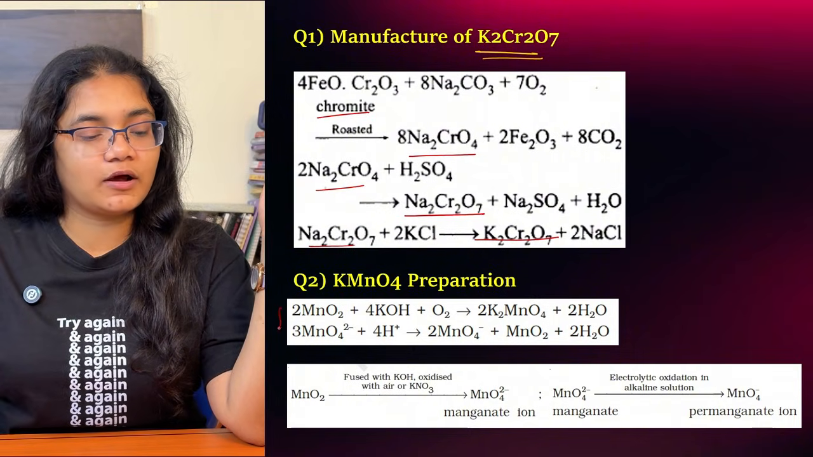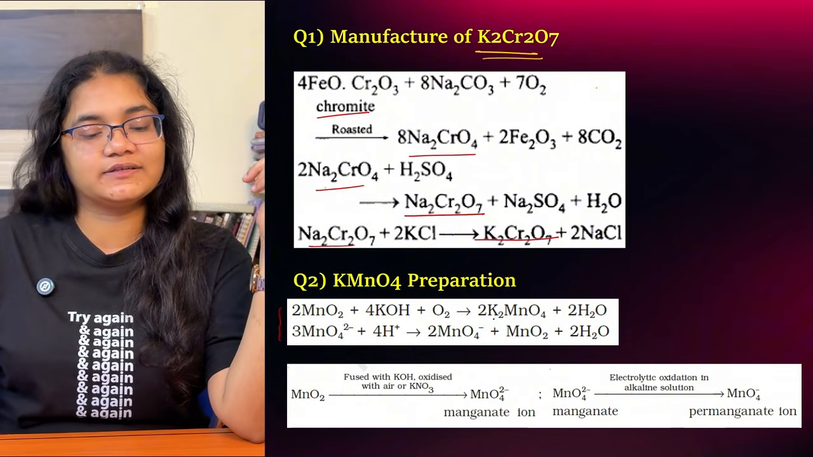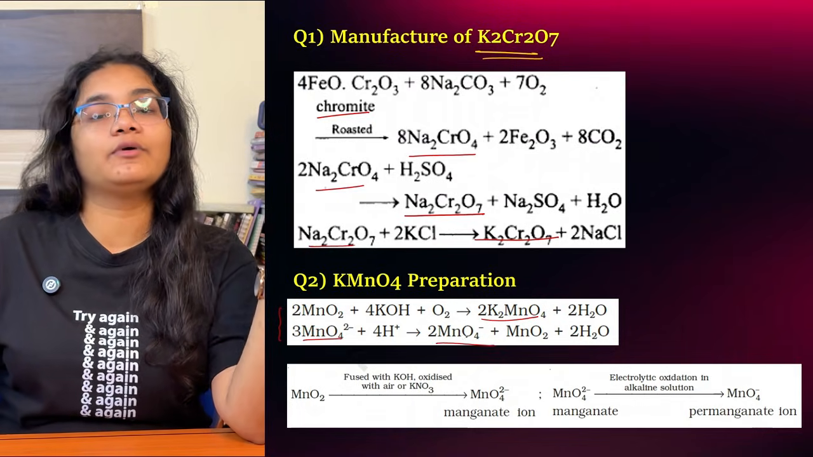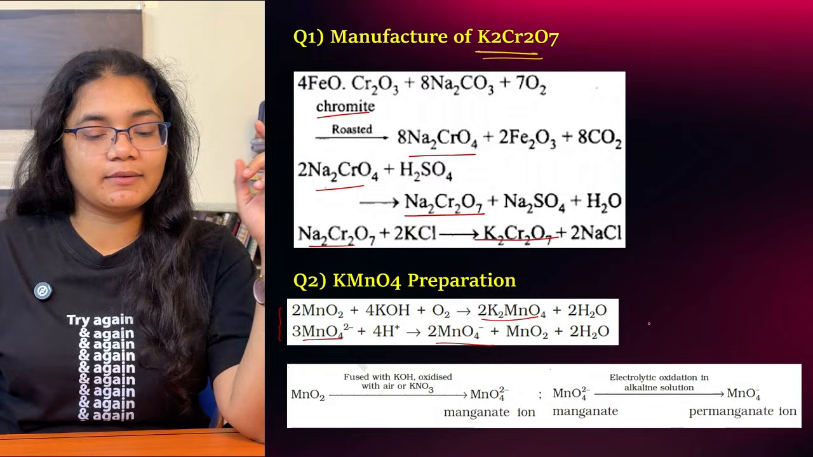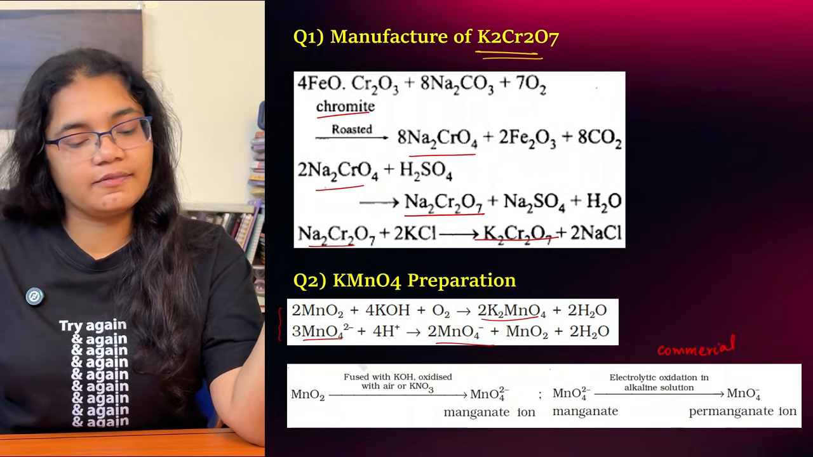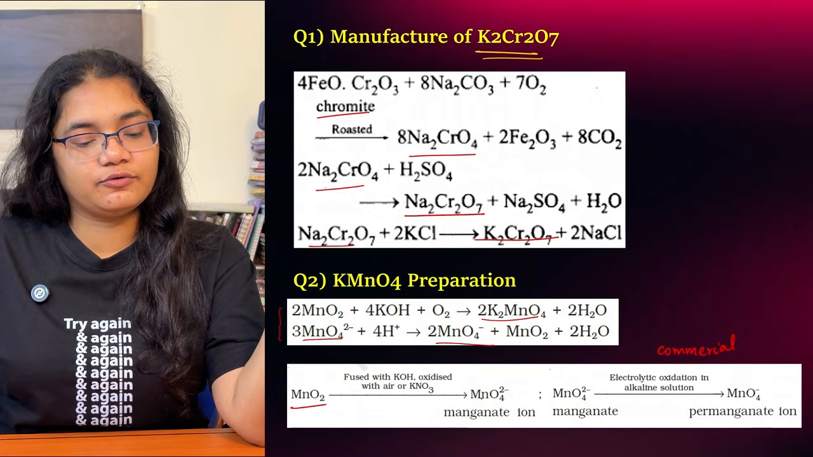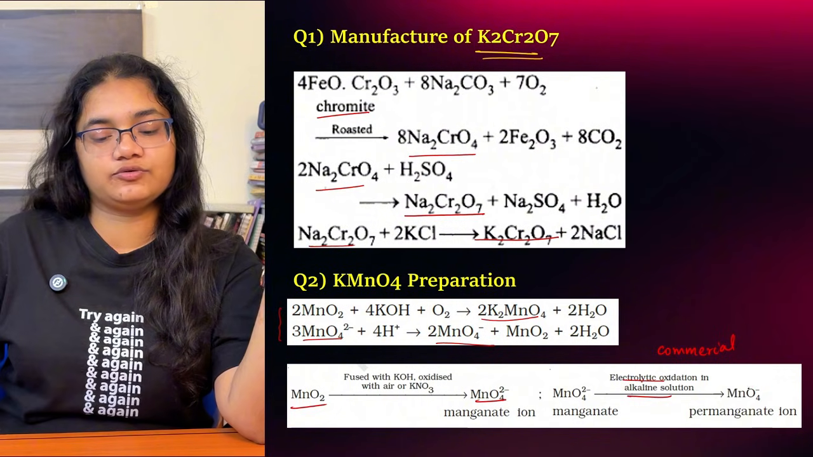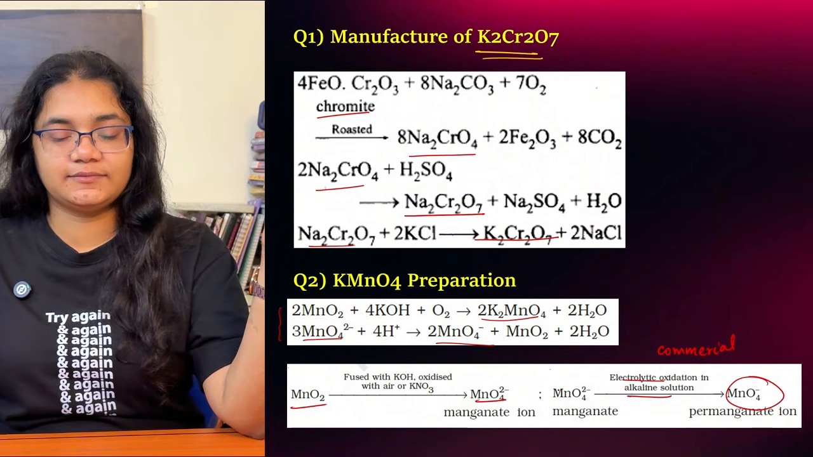Next, KMnO4 preparation. We have MnO2 gets converted to K2MnO4, and MnO4 2 minus gets converted to MnO4 minus. Now this is one method, and you also have another commercial method where MnO2 is fused to give you MnO4 2 minus. After that, electrolytic oxidation takes place to give you MnO4 minus.